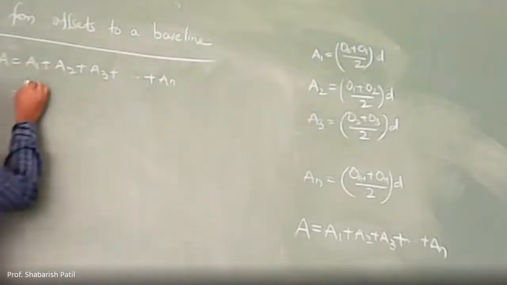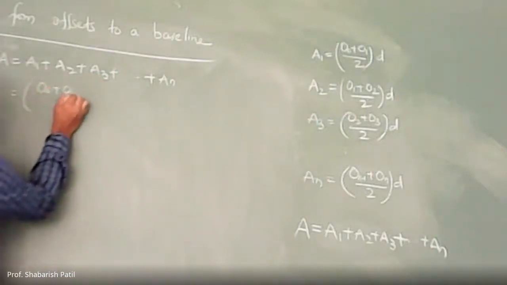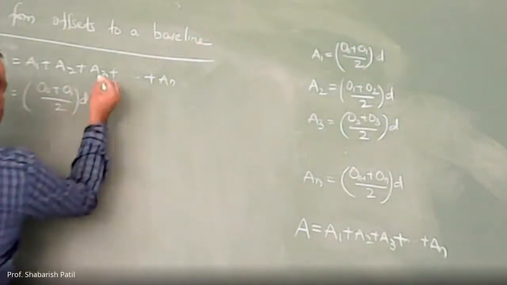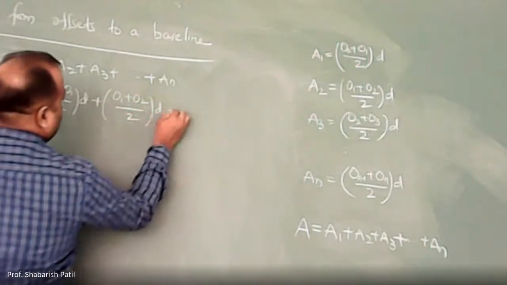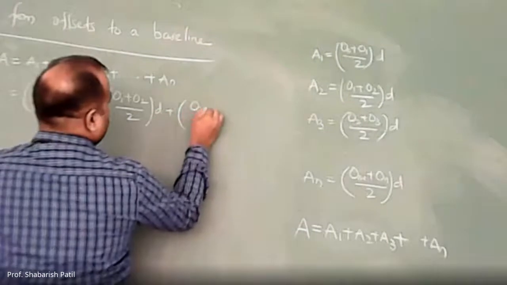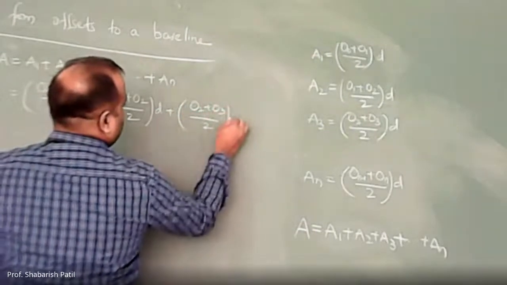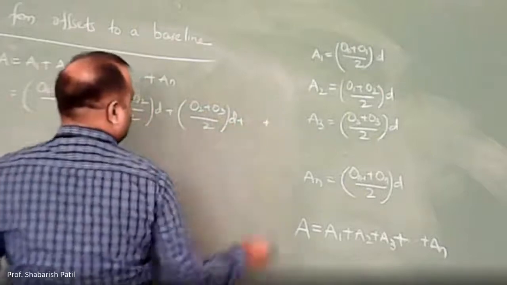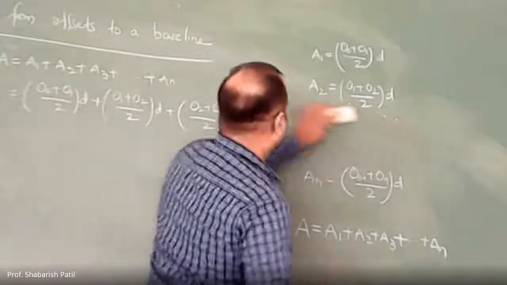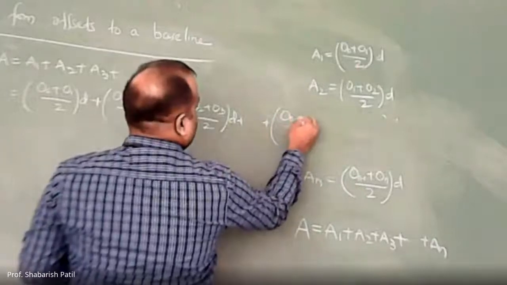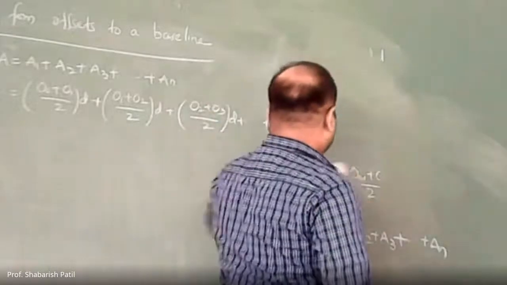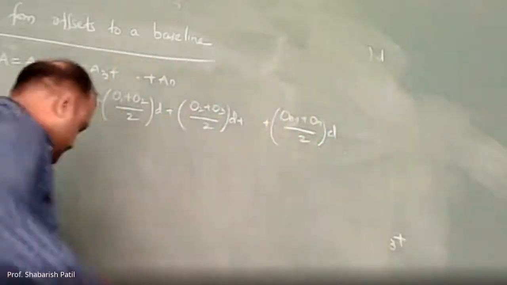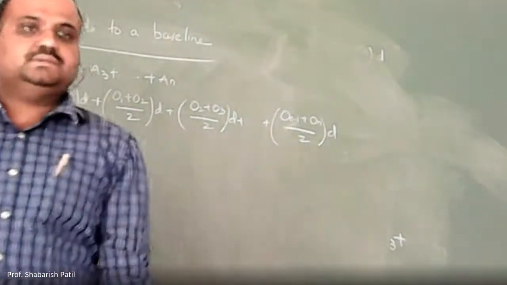Let us substitute those things. My A1 is O0 plus O1 by 2 into D, plus my A2 is O1 plus O2 by 2 into D, plus A3 is O2 plus O3 by 2 into D, up to O(n minus 1) plus On divided by 2 into D. Any difficulty in this step?